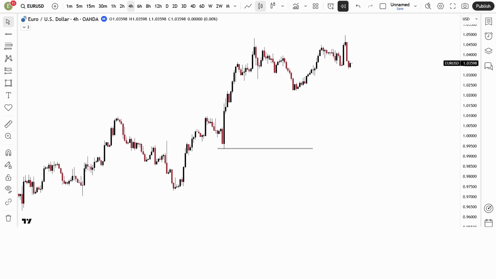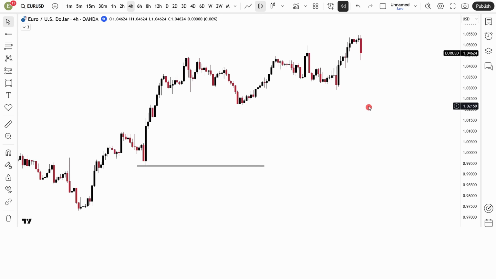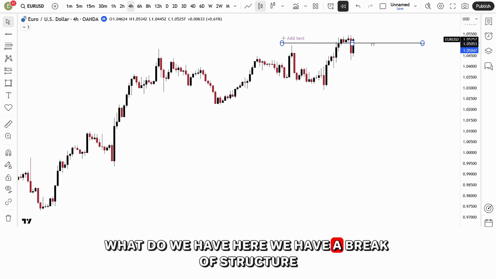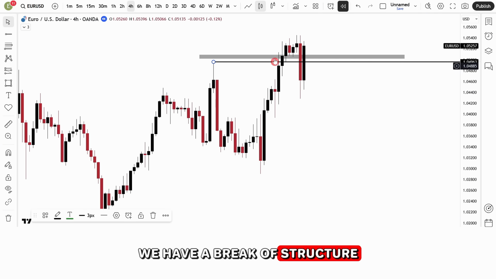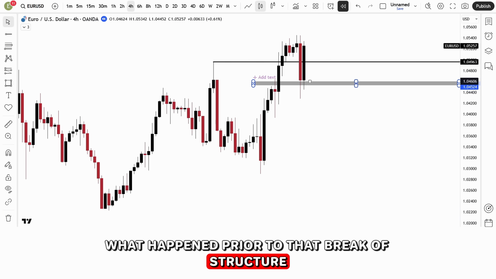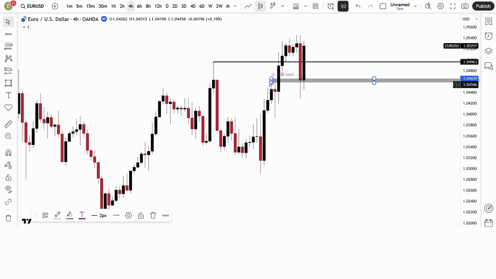Let's carry on. What do we have here? We have a break of structure. What happened prior to that break of structure? This was the compression. That's selling to a buy.